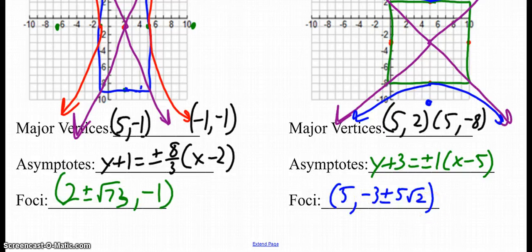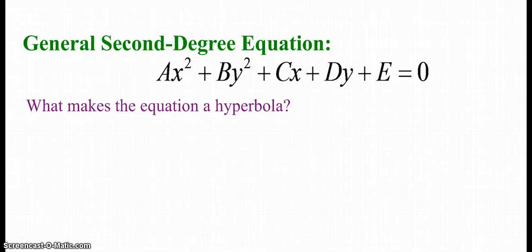Alright, so that's if we're given the equation in standard form. What if we're given the general second degree equation? What do we do? Panic? Maybe, maybe not. We have our general second degree. Again, we're going to look at the A and the B. What do we care about?